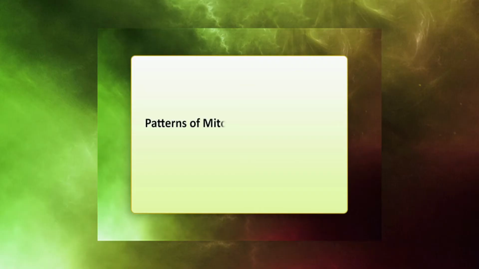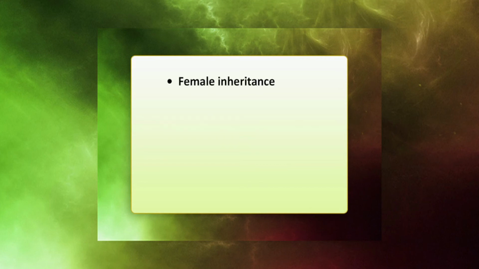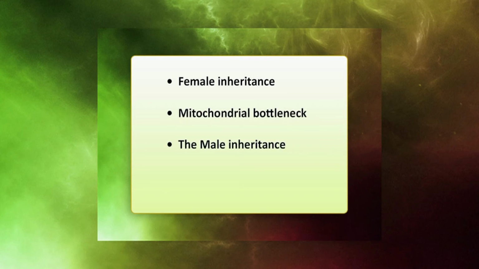Mutations in the mitochondrial genes cause some rare human disorders. For example, a person with a disease named mitochondrial myopathy suffers weakness, intolerance of exercise, and muscle deterioration. Let us discuss a few patterns of mitochondrial inheritance. Number 1 is the female inheritance. Number 2, mitochondrial bottleneck. Number 3, the male inheritance. And the number 4th, three-parent inheritance.